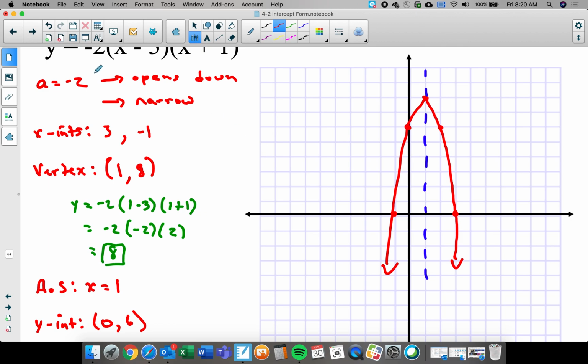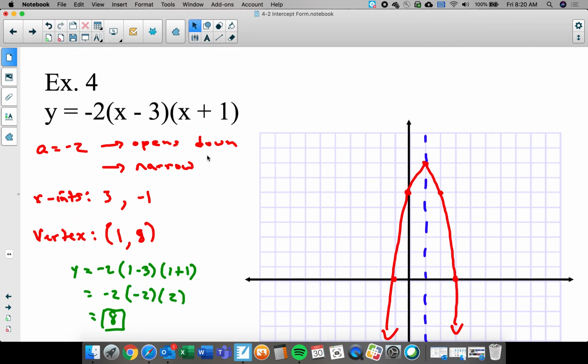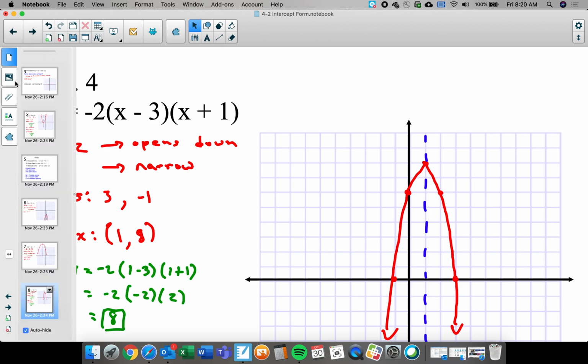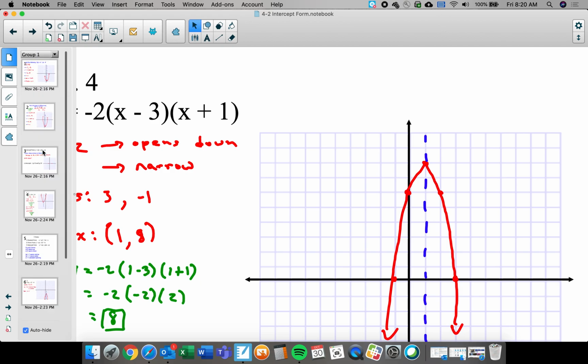Okay? Hopefully this is making some sense to you. Like I said, this is kind of the summary of the different equations of your quadratics. We've got vertex form, we've got standard form, and now you've got either intercept or factored form as you're taking a look at it. So hopefully that makes some sense.